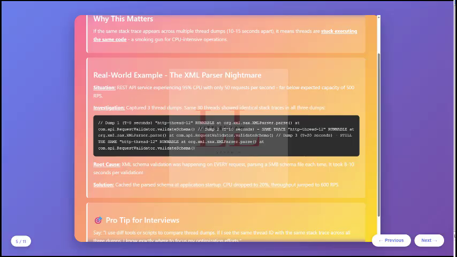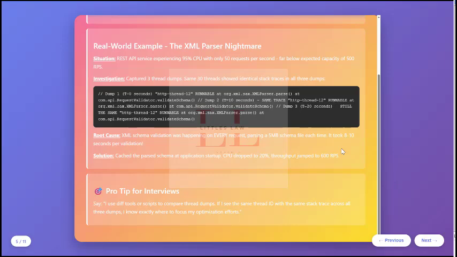Now the tip here, which I always mention in interviews: I use diff tools or simple scripts to compare thread dumps side by side. If I see the same thread ID with the same stack trace across all three dumps, I know exactly where to focus my optimization efforts, and it's not a guessing game.